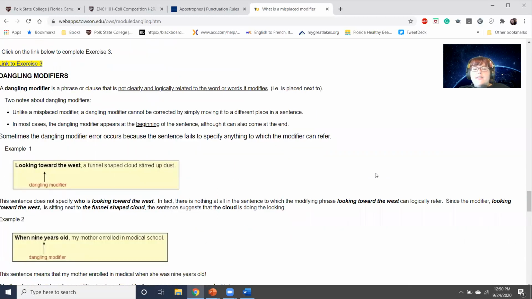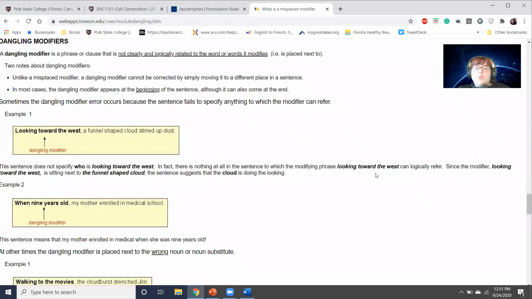The idea is that if we say looking towards the west, a funnel-shaped cloud stirred up dust. In this case, it makes it sound like the funnel is looking toward the west, when in reality, we mean a person is looking toward the west. Now, although it's clear what we mean, and that we don't obviously mean the funnel is looking toward the west, sometimes it can get kind of mistaken. So we want to make sure that we put it in the right place.